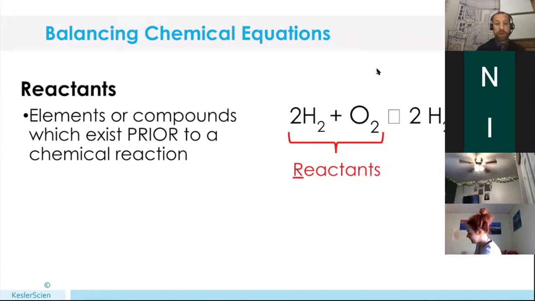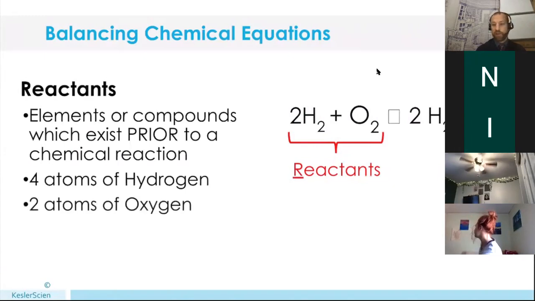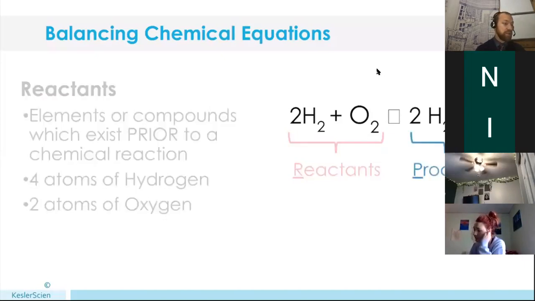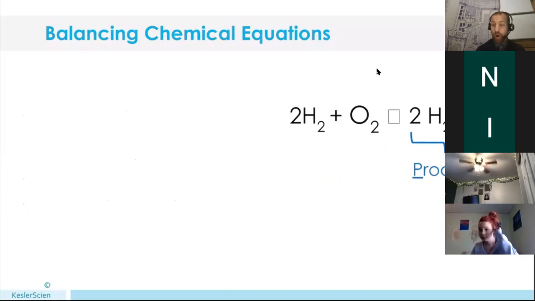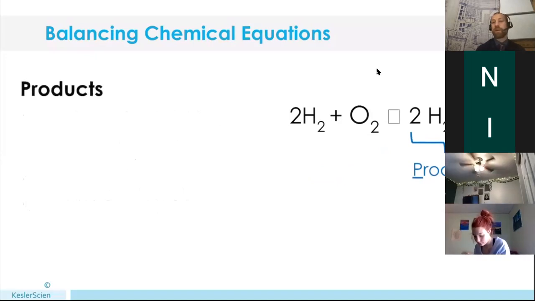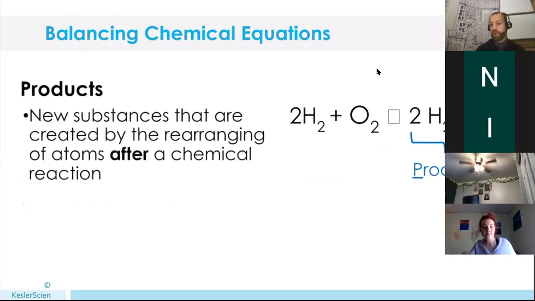Those four hydrogen atoms and those two oxygen atoms are going to rearrange themselves into something entirely new with new chemical properties. Like I said before, hydrogen is a gas. Oxygen is a gas. Afterwards, we're going to have something new, water. In this case, it's going to be gaseous water as well, but it's going to have entirely new properties. You can't combust water, for example. So our products are going to be a new substance after those chemicals have been rearranged.